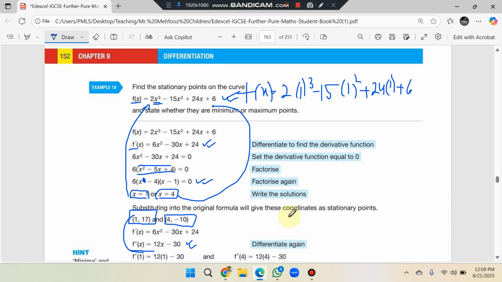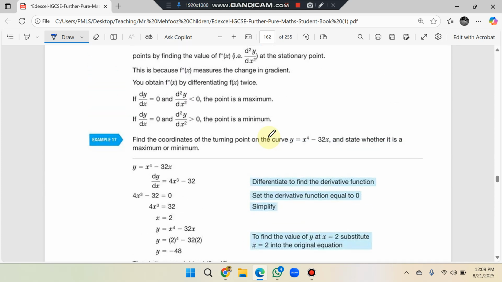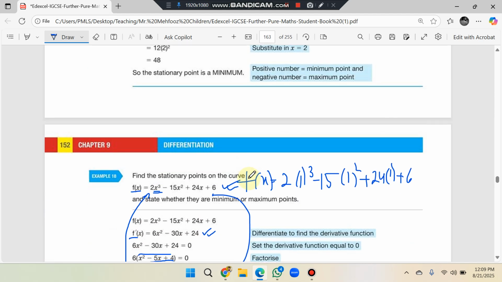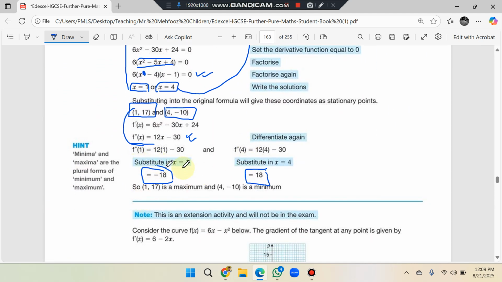In the previous class, we have discussed that the derivative equals 0 condition we have done in this example. But if the double derivative is less than 0, meaning negative, then your point is a maximum. If the double derivative is positive, the point is a minimum. So in this case, when we put x equals 1, for that point the double derivative has a negative value. It means that at that point we have a maximum point.